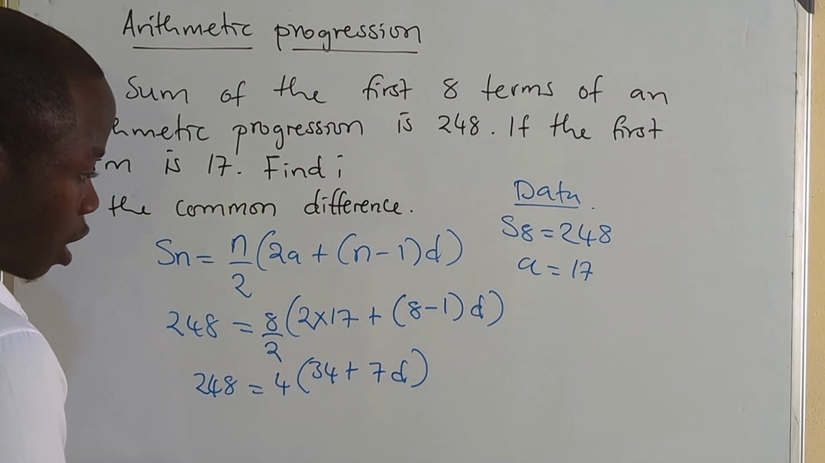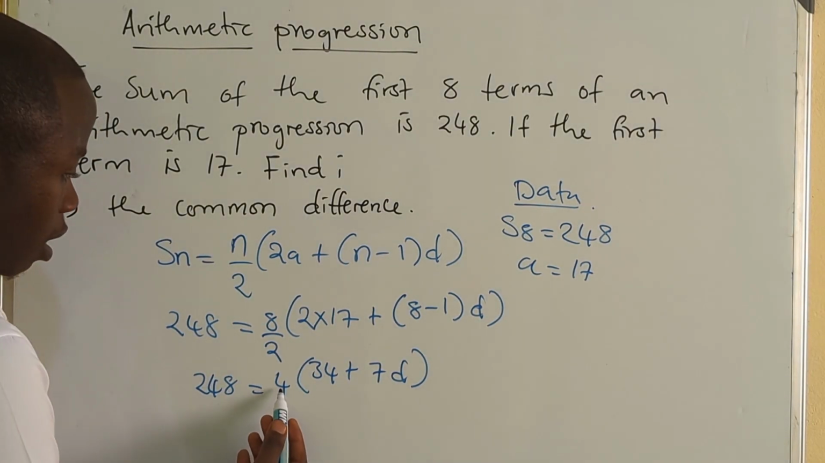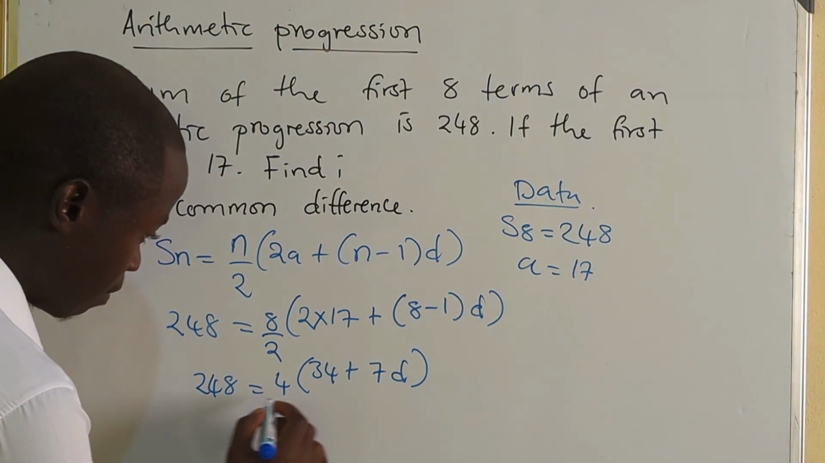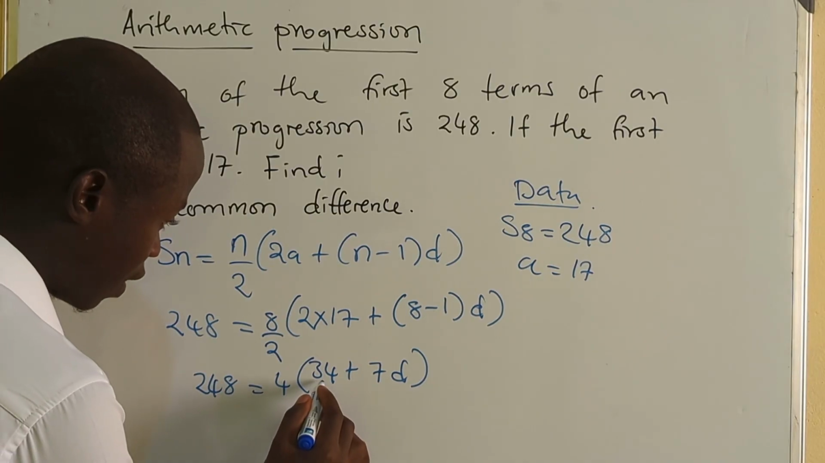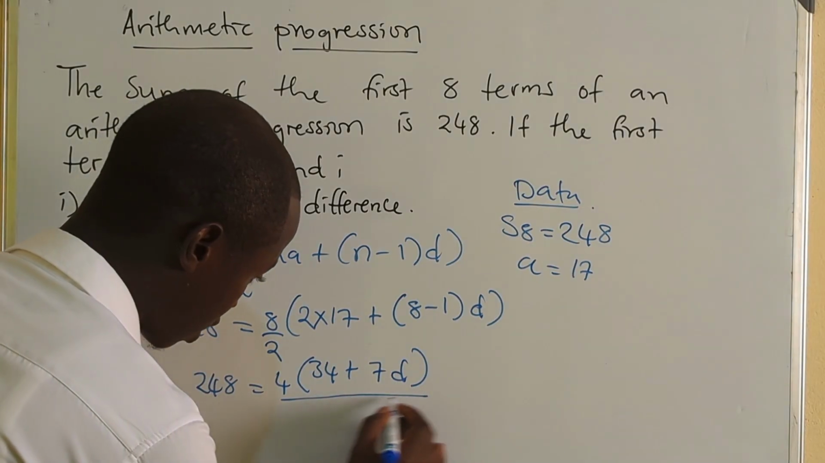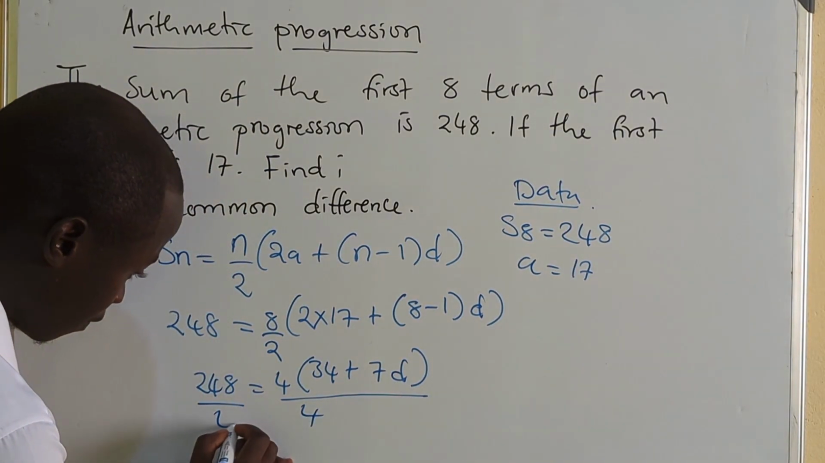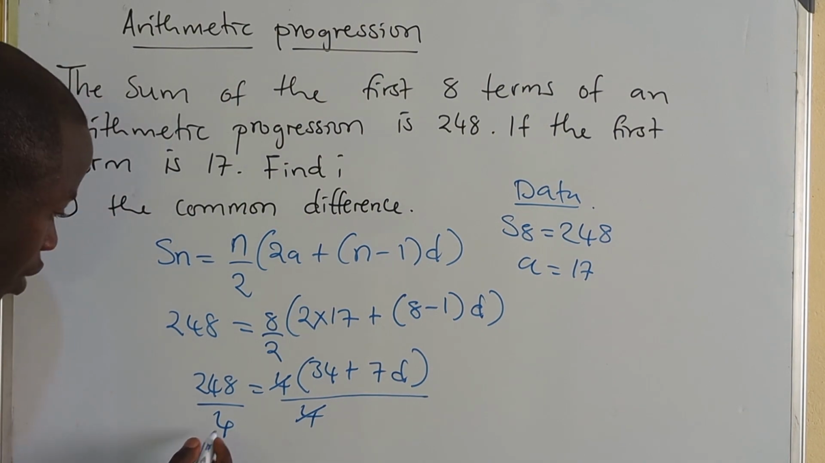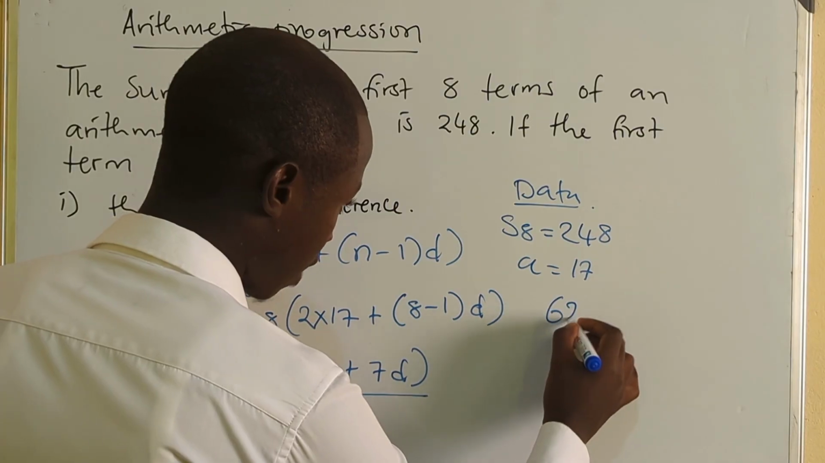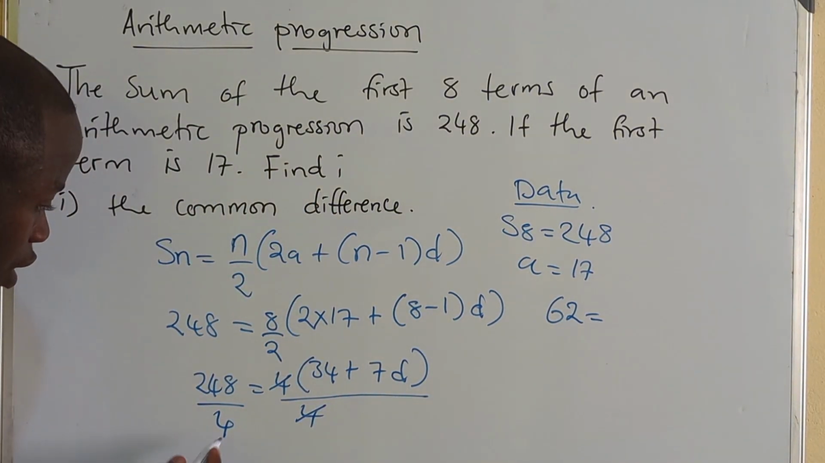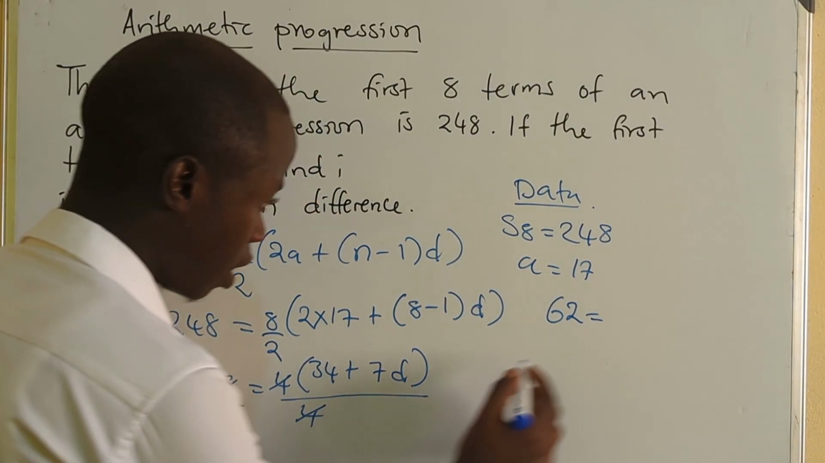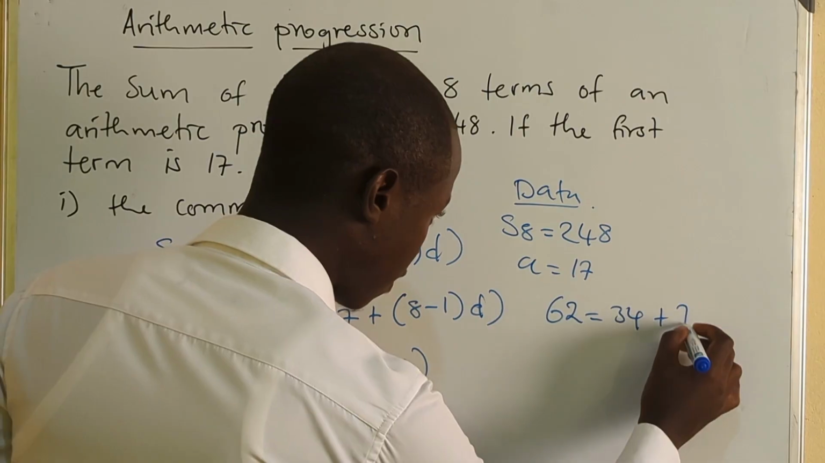So since we are not using a calculator, you can distribute this 4, or you just divide both sides by 4. So this 4 can multiply 34 and also 7d. Whichever way that you're going to use, you are still finding the same answer. So we divide both sides by 4. So this 4 and this one cancel. 4 into 248, it goes 62 times, because 4 into 24, this is 6, 4 into 8, that is 2. So here we are remaining with 34 plus 7d.